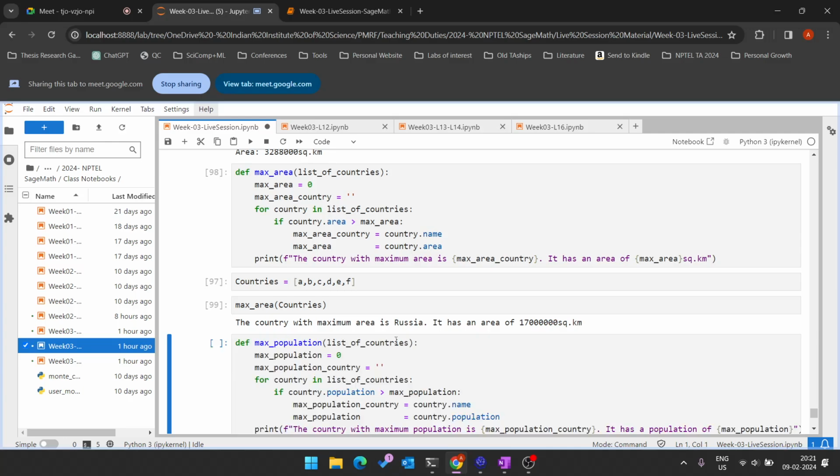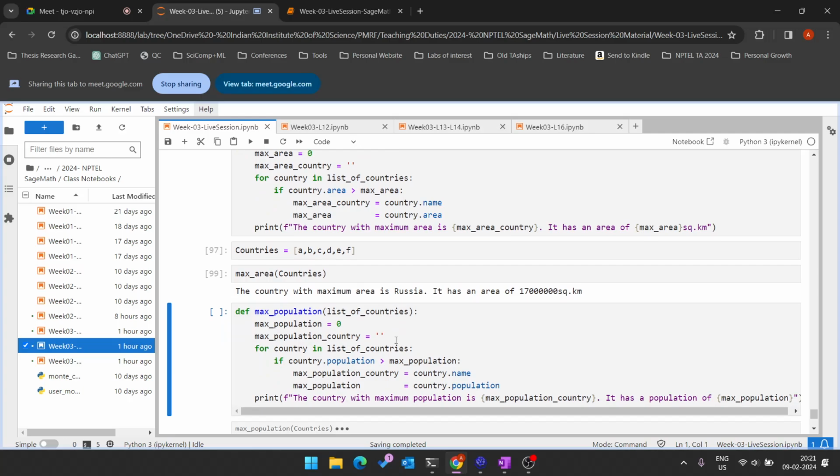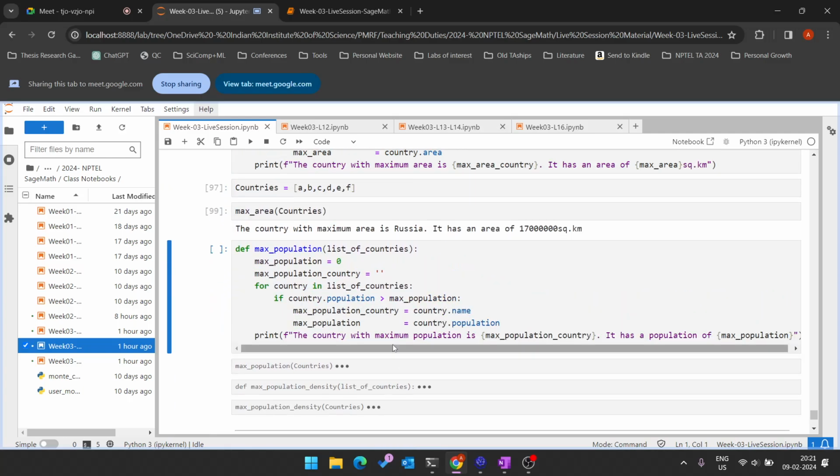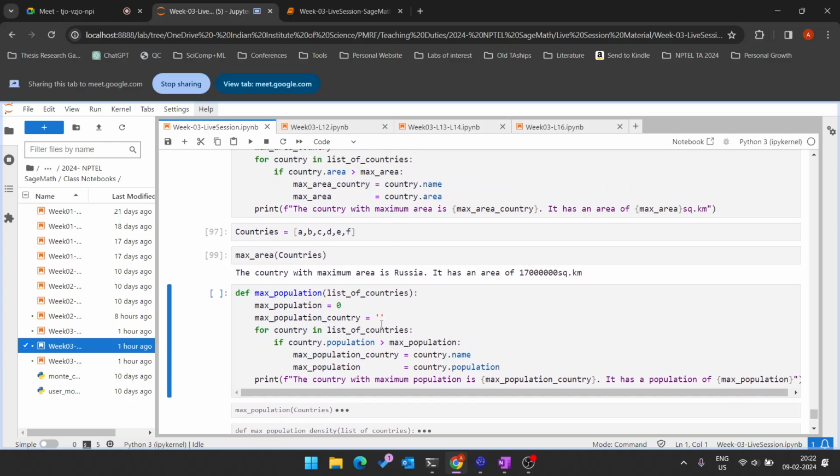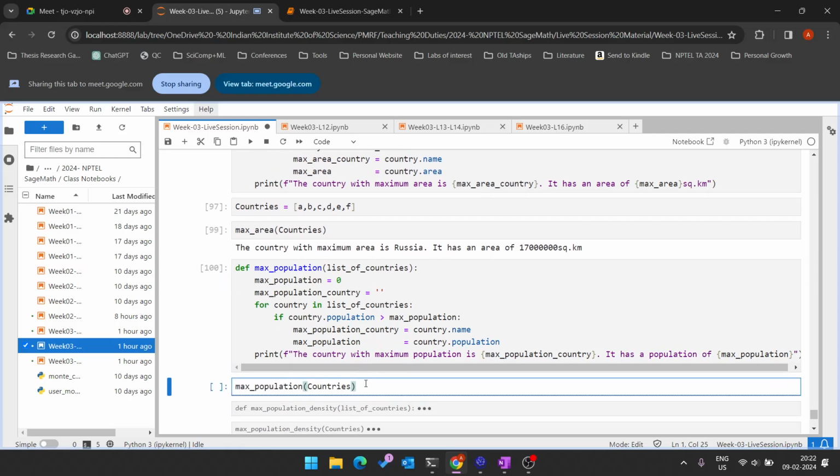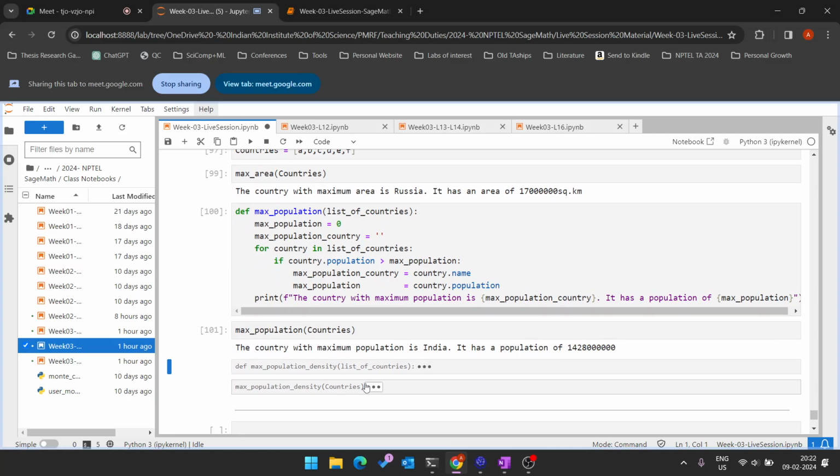Same thing I do for a function with population, where I have a list of countries. I initialize two variables, max population and max population country, and for all countries in the list of countries, I do the same check as I had done earlier for area, except now I'm doing it for the population of a country. Again, I print a statement out of it, which looks something like this. So the country with maximum population is India.